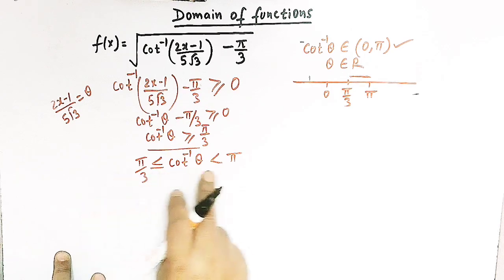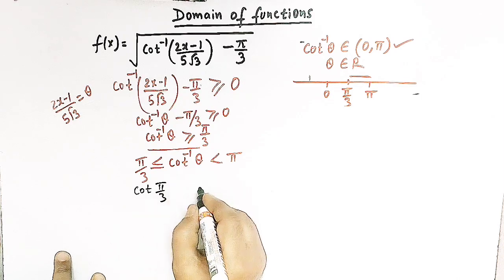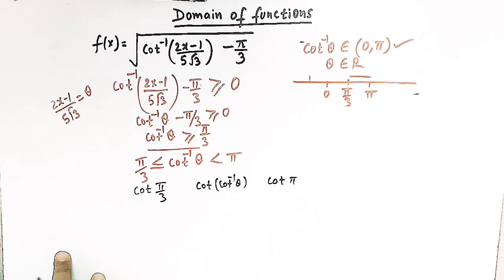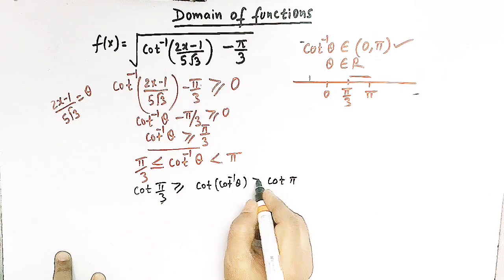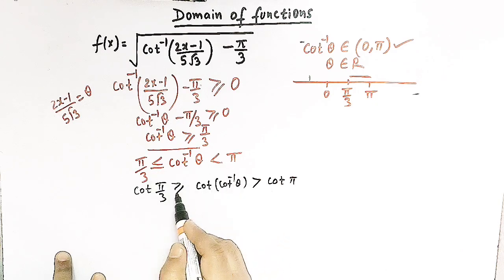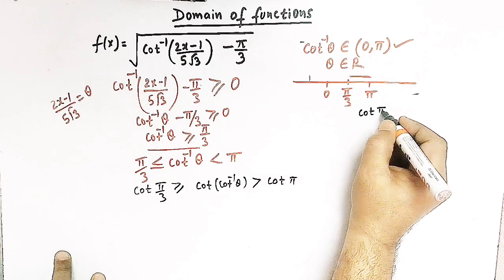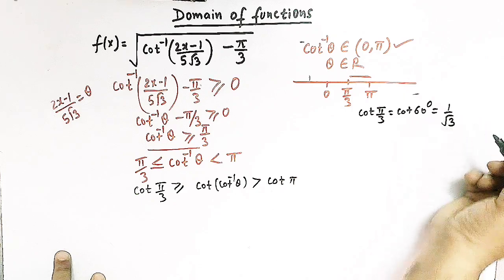So now let us take the cot of all these three quantities. So here we have cot pi by 3, and here we have cot of cot inverse theta, and here we have cot pi, right? And we know that the cot function is a decreasing function, so the direction of the inequality gets reversed, right? So here taking the cot of all these three quantities and reversing the direction of the inequalities, because cot function is a decreasing function, right? And from trigonometry we know that cot pi by 3 is cot 60 degrees, that is equal to 1 over root 3.